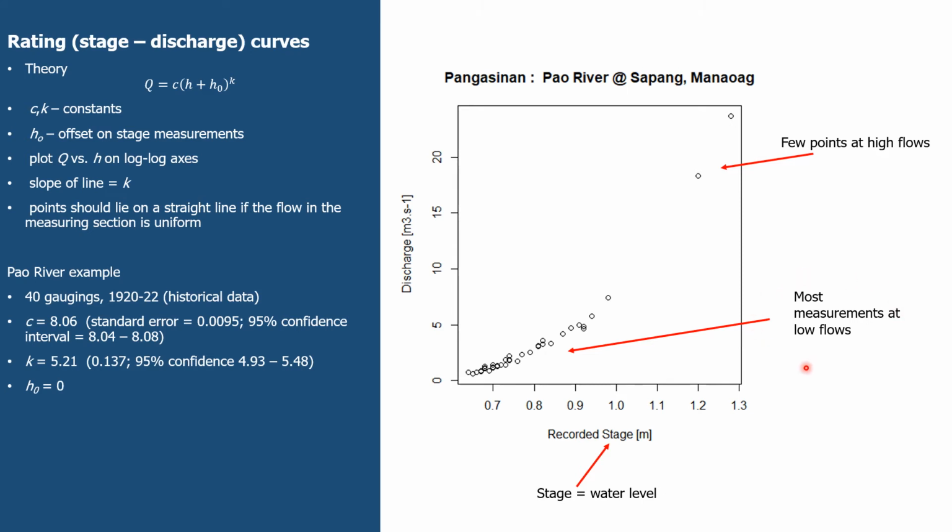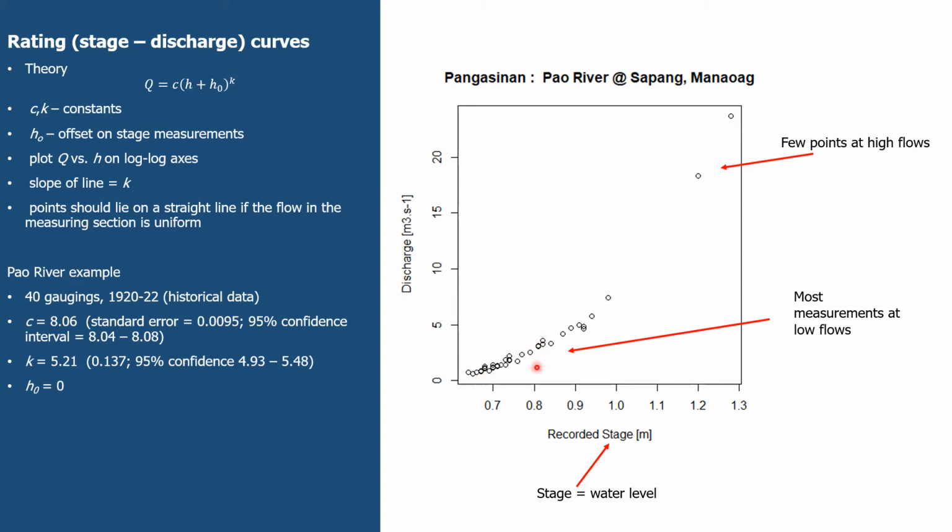We take a lot of measurements at low flows because that's where the flow is most of the time, and it's also easier and safer to make measurements at low flows. We don't have many points at high flows because they don't happen very often, and it's not so easy to make measurements under those conditions. So the data tends to be biased towards low flow measurements.